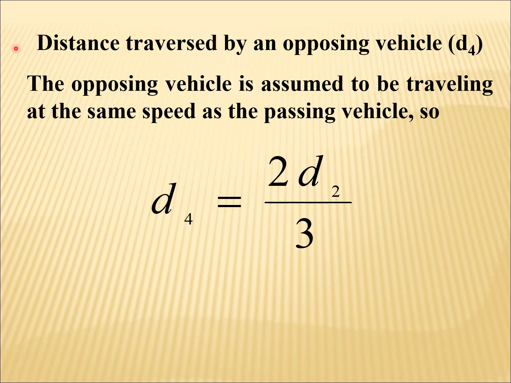And then comes D4, that is the distance traversed by an opposing vehicle. The opposing vehicle is assumed to be traveling at the same speed as the passing vehicle, so we can calculate D4 as 2 multiplied by D2 over 3. So when you have all these four distances with you, just add them together to get the passing sight distance.